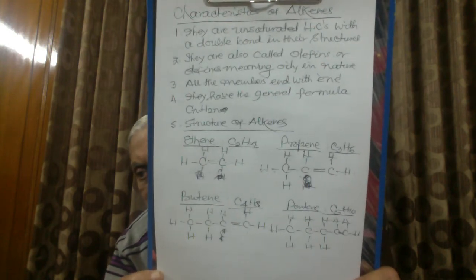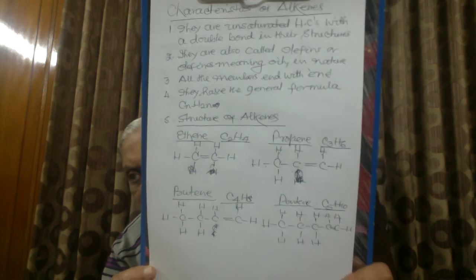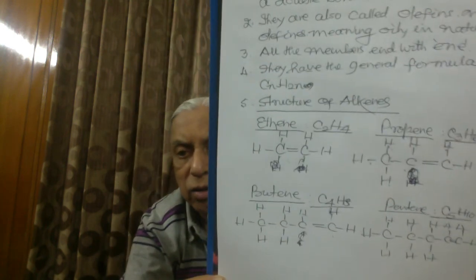Similarly, I have written butene and pentene also. So while writing the structure, between the last two carbon atoms, you can put a double bond, and you can show the shortage of two hydrogen atoms at the bottom. I hope you have understood the structure. That means if a double bond occurs, I call that hydrocarbon, which one? Alkene. Alkenes are unsaturated hydrocarbons with a double bond in the structure.